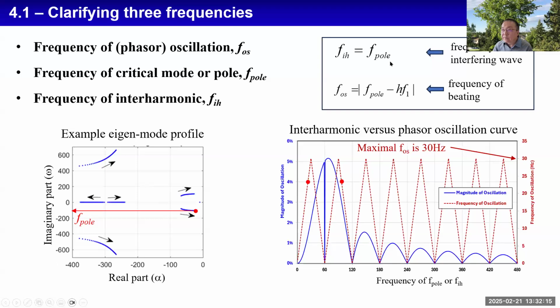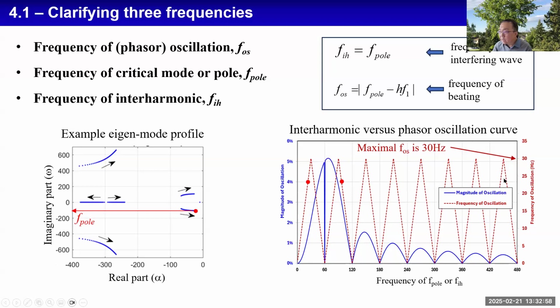So basically, the frequency of the eigenvalue is the interharmonic frequency. This is the frequency of the interfering wave. This frequency interferes with the 60 Hz wave and creates a beating pattern. The frequency of phasor oscillation is actually the frequency of beating. There is a formula developed in the paper to show that the oscillation frequency is related to the eigenvalue frequency or your interharmonic frequency. In this formula, H is the harmonic frequency closest to the pole, to the interharmonic frequency. From this, we can find this interharmonic versus phasor oscillation curve.